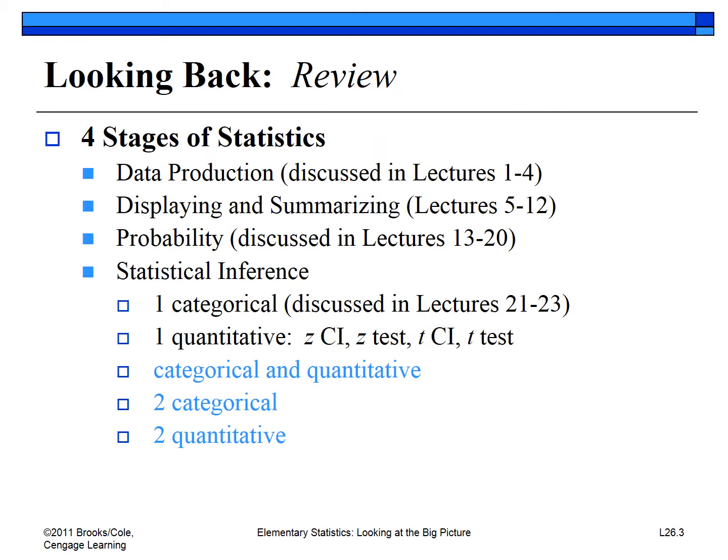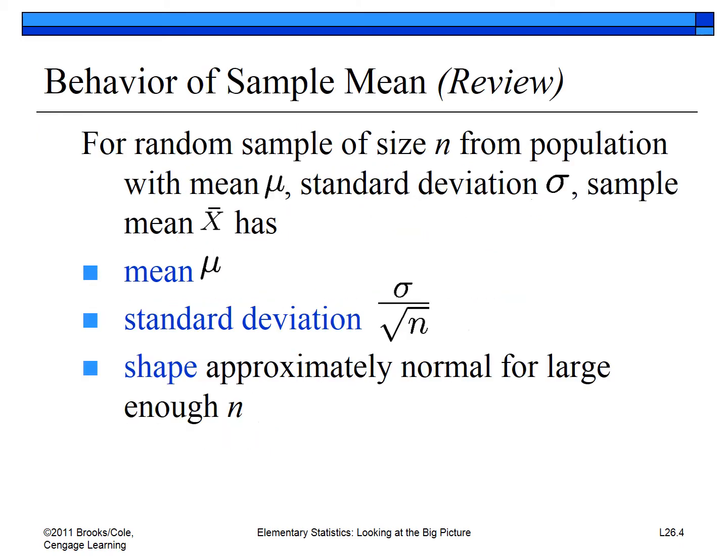In the 4 stages of statistics, we are still looking at statistical inference, and we're doing inference for one quantitative variable using the t-distribution. Remember that for a fixed sample size n from a population with mean mu and standard deviation sigma, the sample mean is a random variable. The mean of that random variable is mu. The standard deviation is the population standard deviation sigma divided by the square root of n. And as long as n is big enough, the shape of the distribution is approximately normal.